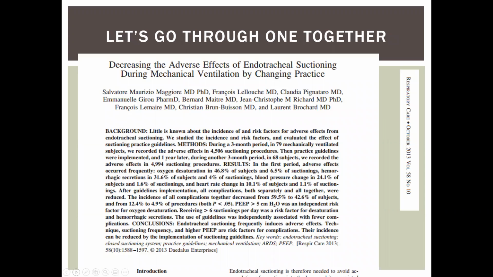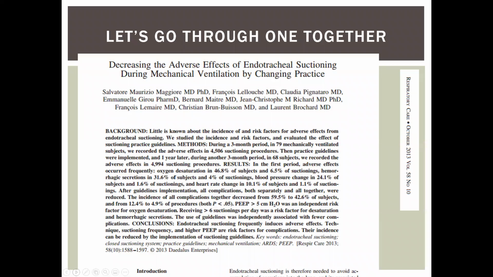All right, so here's an article, Decreasing the Adverse Effects of Endotracheal Suctioning During Mechanical Ventilation by Changing Practice. So all the authors are listed. And then in the background, it says little is known about the incidence of and risk factors for adverse effects from endotracheal suctioning. We studied the incidence and risk factors and evaluated the effect of suctioning practice guidelines. The methods: during a 3-month period in 79 mechanically ventilated subjects, we recorded the adverse effects in 4,506 suctioning procedures.